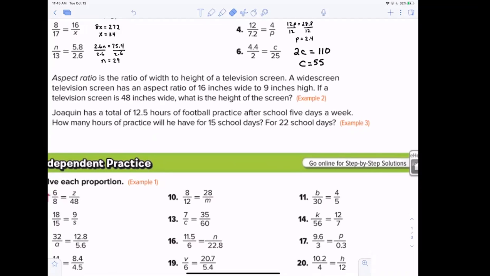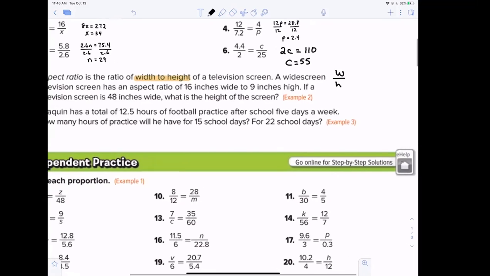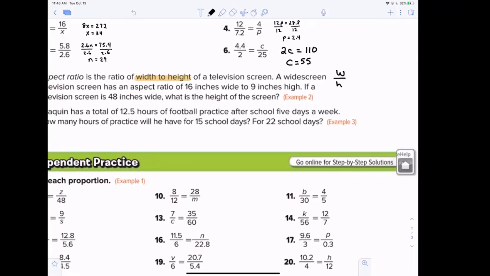Yeah, so again, the aspect ratio is the width to the height, correct? So what I want everybody to do right now is put W over H. That's what you're doing. You're finding the width to the height. All right, so one screen is 16 inches wide, and the height is what? 9. So far, so good?